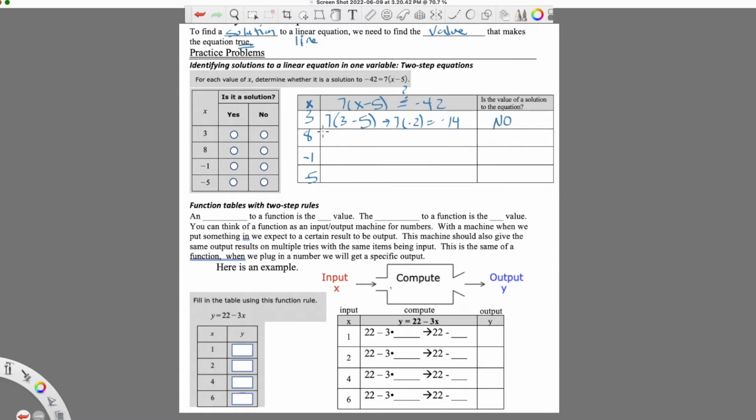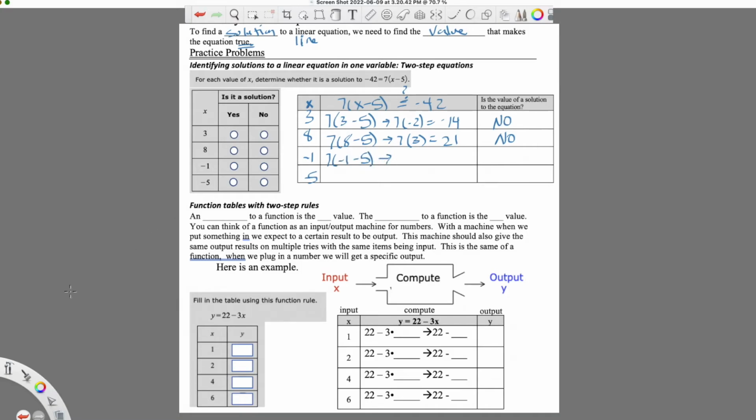So let's go to 8. Now we're going to use the same equation and just plug in 8. So I have 7 times 8 minus 5. Now 8 minus 5 is 3, and 7 times 3 gives me positive 21. So this is also going to be a no. This is not a solution. All right, 7 times negative 1 minus 5. So now I have negative 1 minus 5.